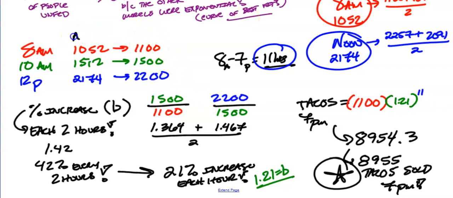So this number here we got from our averages for the time. And this is then our estimate to make the math a little simpler or look better. So that's what we got. 8,955 tacos being sold at the 7 p.m. hour. Boom, lots of tacos.